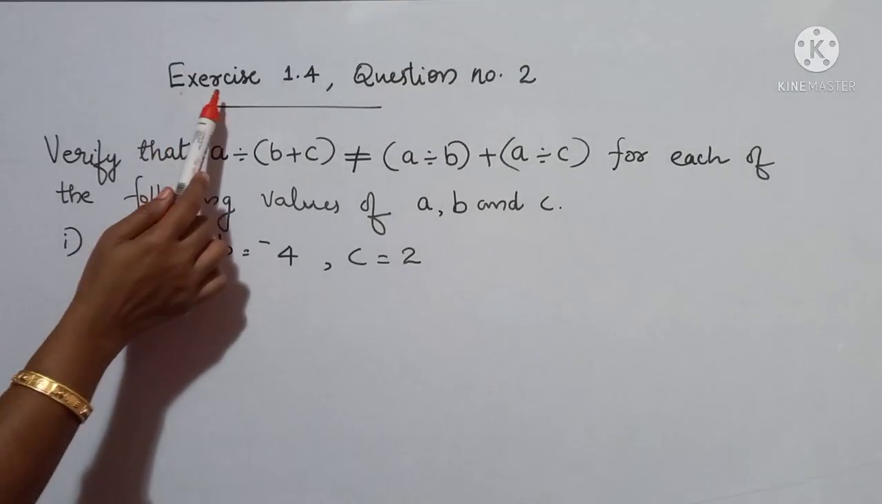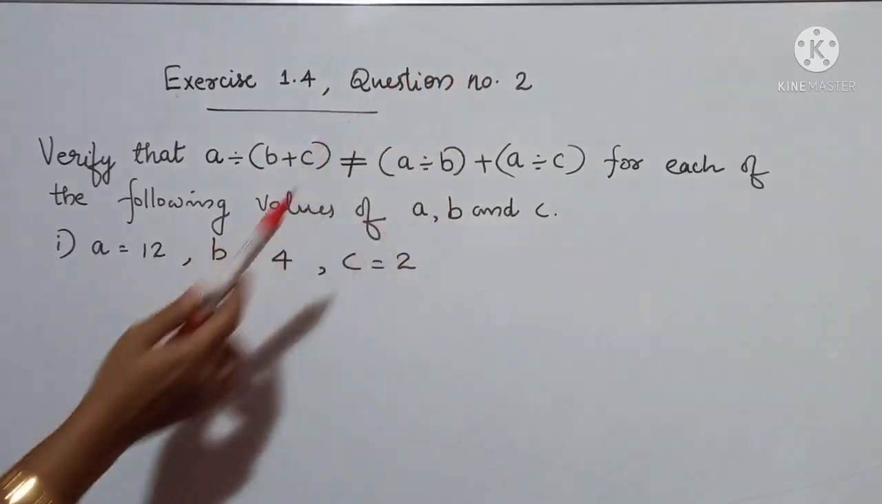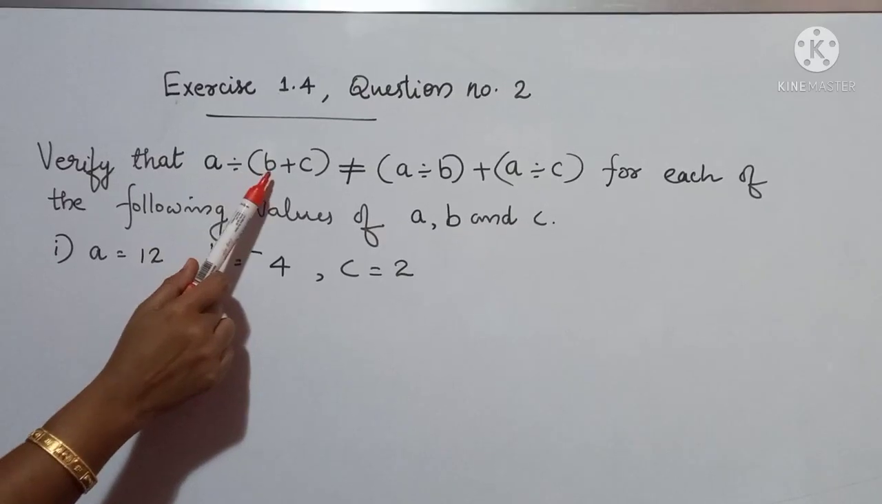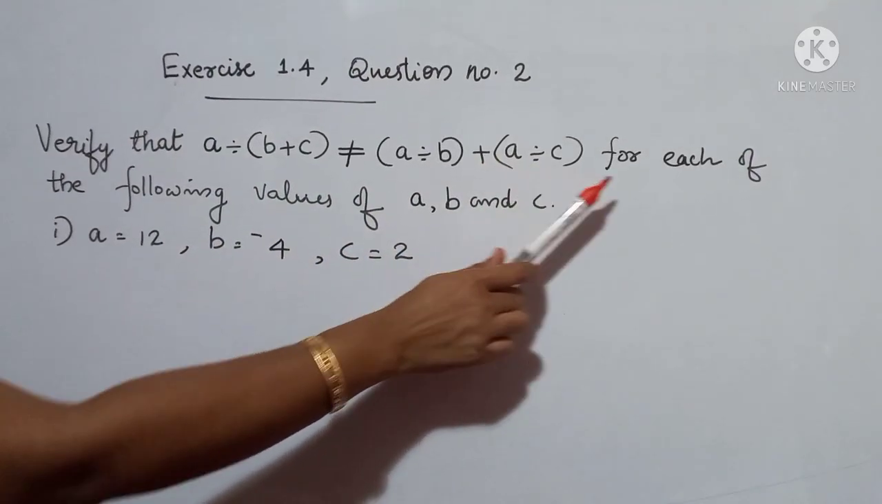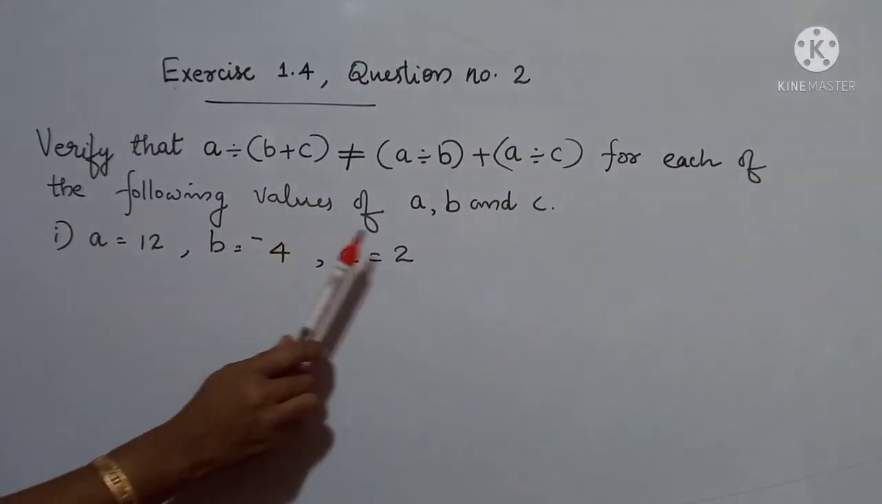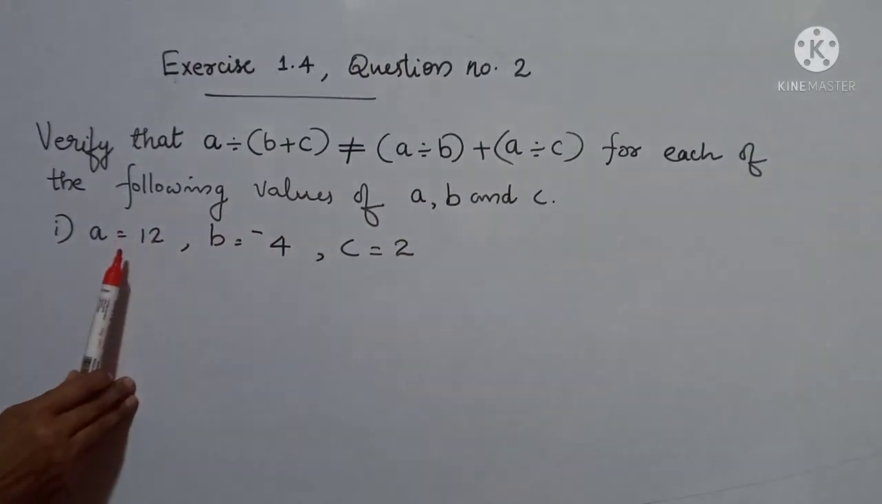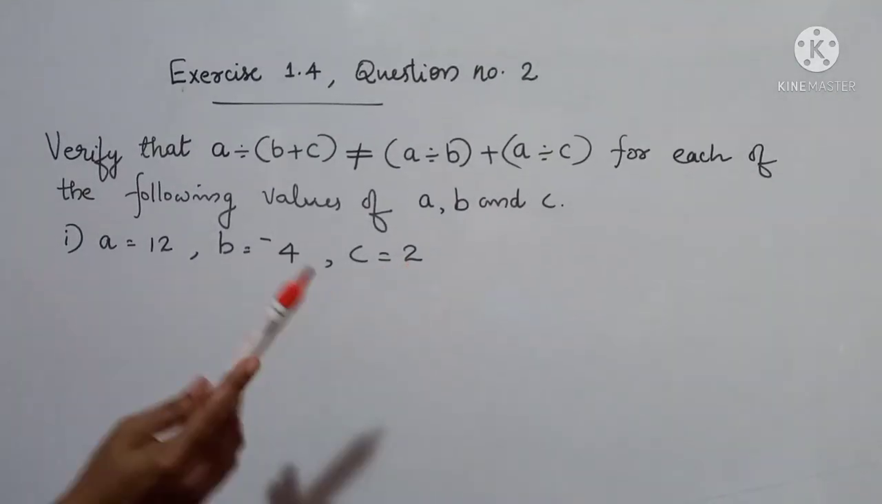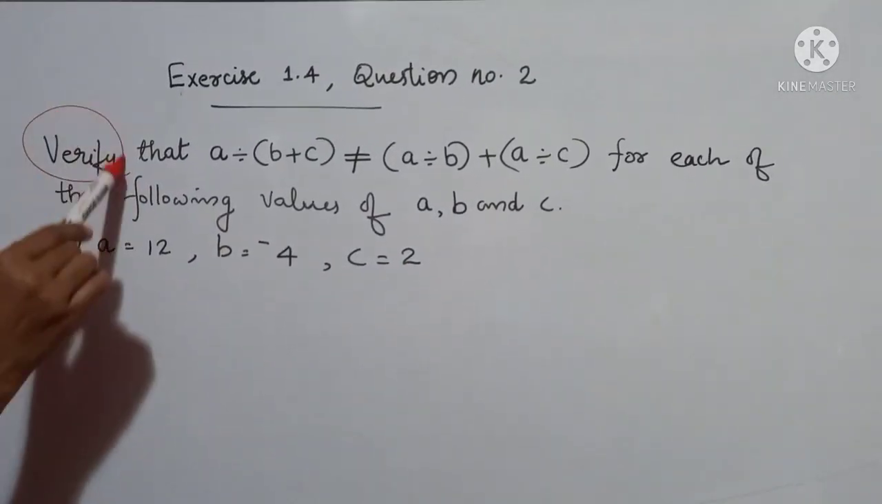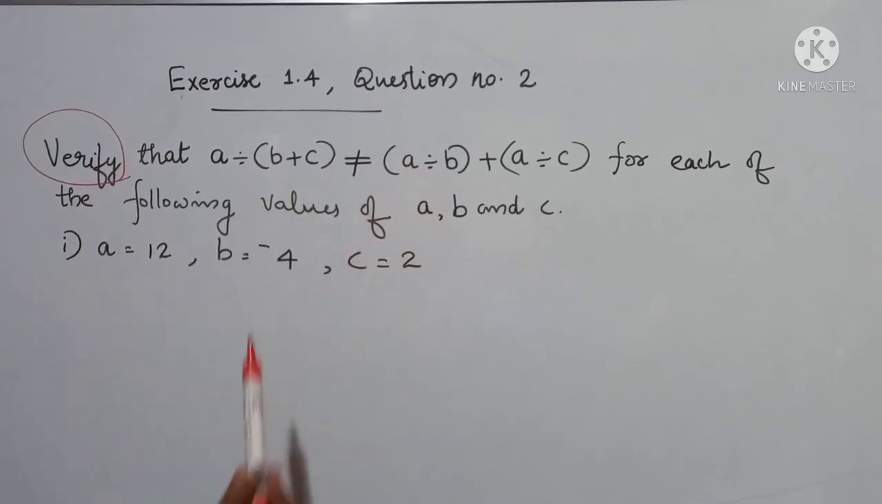Next we can do exercise 1.4, second question. Verify that a divided by (b plus c) is not equal to a divided by b plus a divided by c for each of the following values of a, b and c. Here a is given as 12, b is equal to minus 4 and c is equal to 2. And in case of all verification problems, we have to take LHS and RHS.